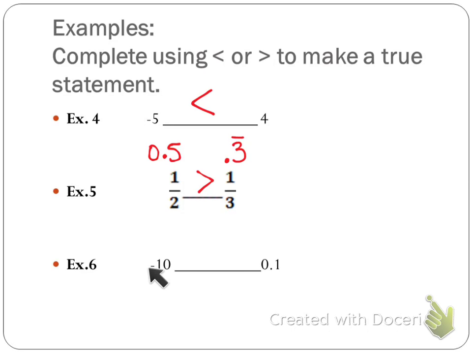So if we read it from left to right, we read it flipped around. If we read it from left to right, we would say -10 is less than 1/10. If you were to read it backwards, it would read 1/10 is greater than -10.